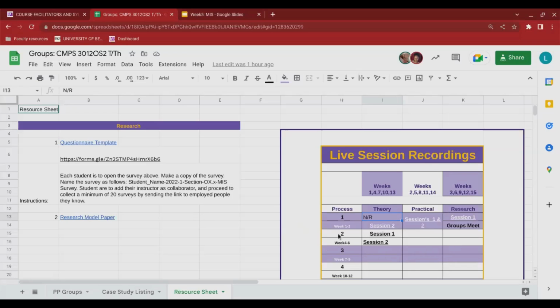We are at week 2, not week 2, process 2, but this one was week 4. We're currently at week 5. As soon as I've uploaded this, you should see week 5 here under the practical section. There are 3 things we do: theory, practical, and research. So next week, we do research.